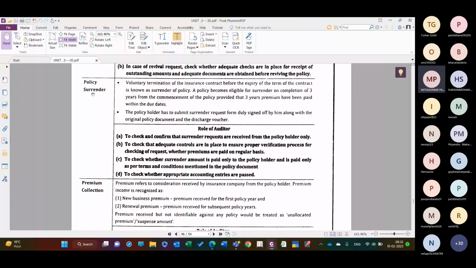So policy surrender: voluntary termination of the policy contract before the expiry of the term of the contract is known as surrender of policy. So if someone doesn't want to continue with the policy, they have a right to surrender the policy. The policy becomes eligible for surrender on the completion of 3 years from the commencement of the policy, provided that the 3 years' premiums have been paid within the due dates. So the policyholder has to submit the surrender request form duly signed by him or her, along with the original policy document and the discharge vouchers.